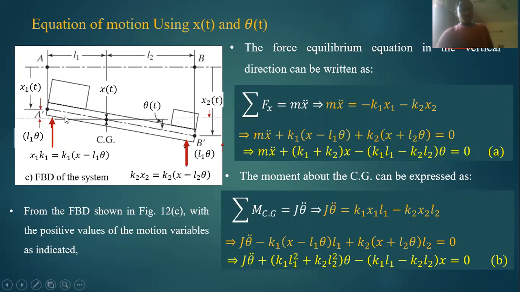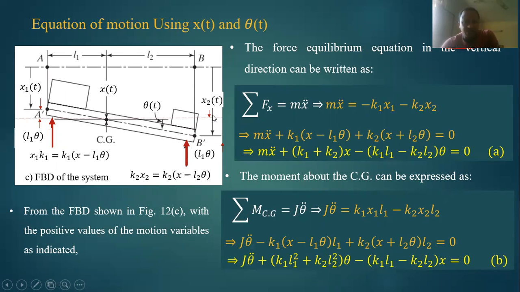For the equilibrium equation of this part, x1 equals x minus L1 theta. For example, if we see from here to here, the distance from the CG point is x1 of t plus L1 theta. For small angle theta, we can directly use theta. So L1 theta is the distance from A prime to this position.